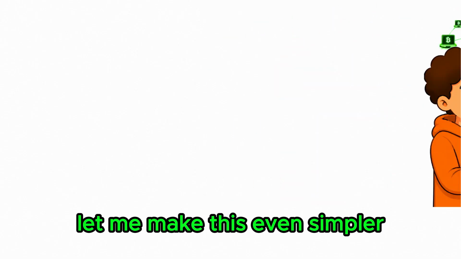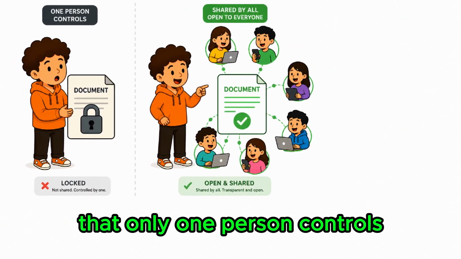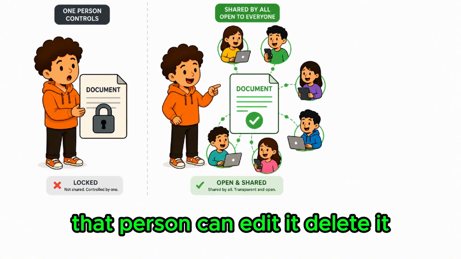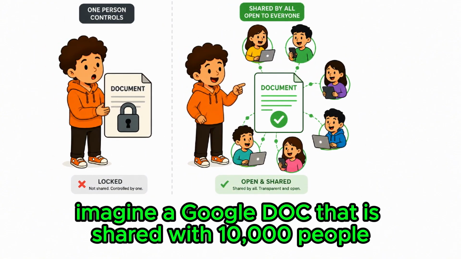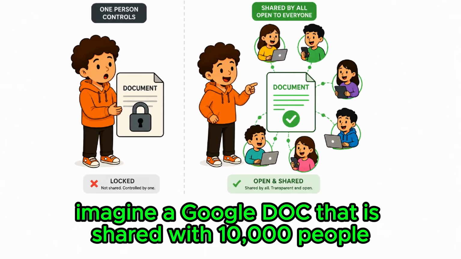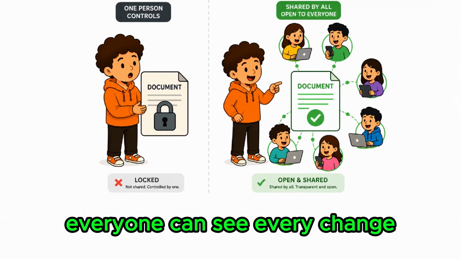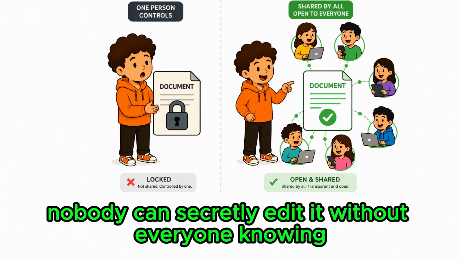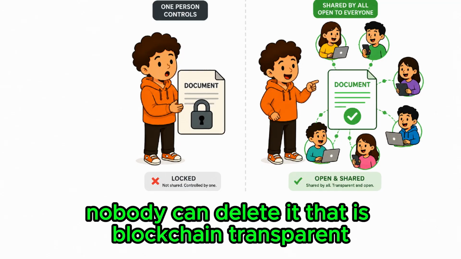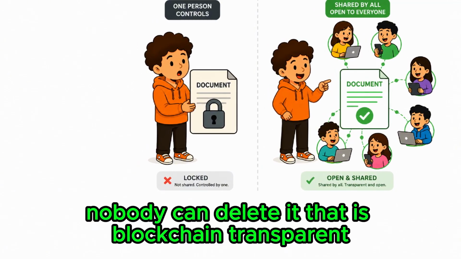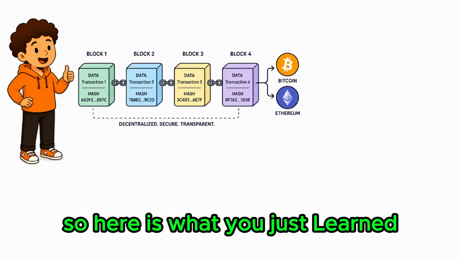Let me make this even simpler. Think of a normal Google Doc that only one person controls. That person can edit it, delete it, change it, lock you out. Now imagine a Google Doc that is shared with 10,000 people at the same time. Everyone has a copy. Everyone can see every change. Nobody can secretly edit it without everyone knowing. Nobody can delete it. That is blockchain. Transparent, permanent, unstoppable.